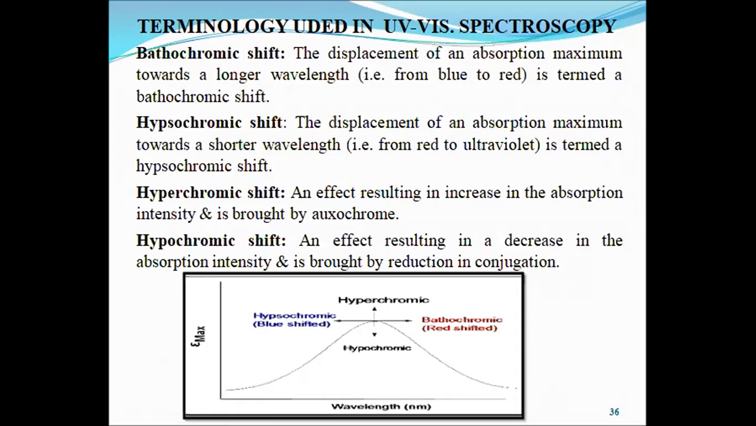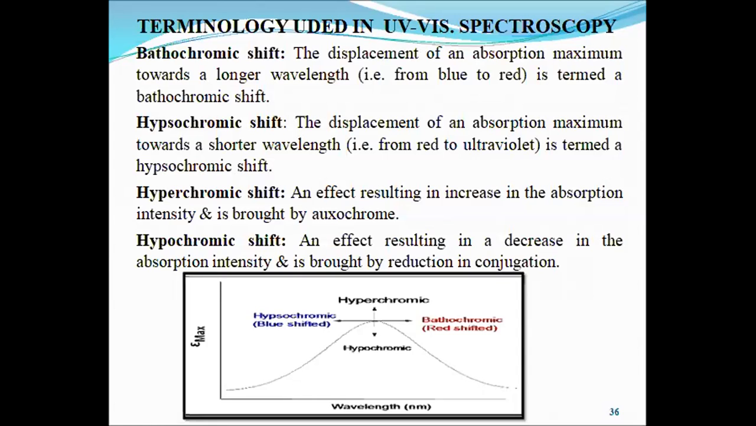Next is hyperchromic shift or hyperchromic effect. It is an effect which results in an increase in absorption intensity. This is the effect of an auxochrome, that is, the absorption intensity tends to increase. So the introduction of an auxochrome usually brings the hyperchromic effect. Let us see the example of benzene and aniline. Benzene B band is at 256 nanometer, whereas aniline shows the B band at 280 nanometer because of the hyperchromic effect of the auxochrome which is present in aniline, that is the group NH2.